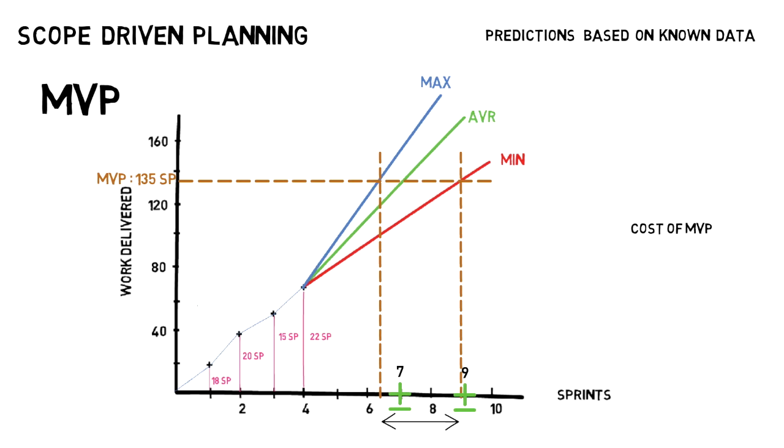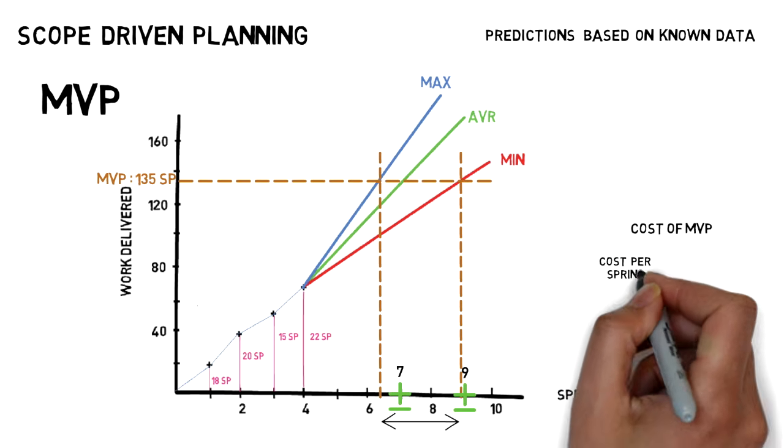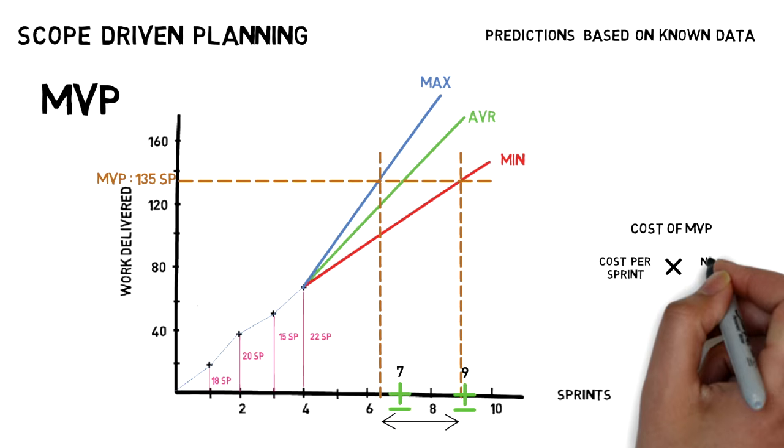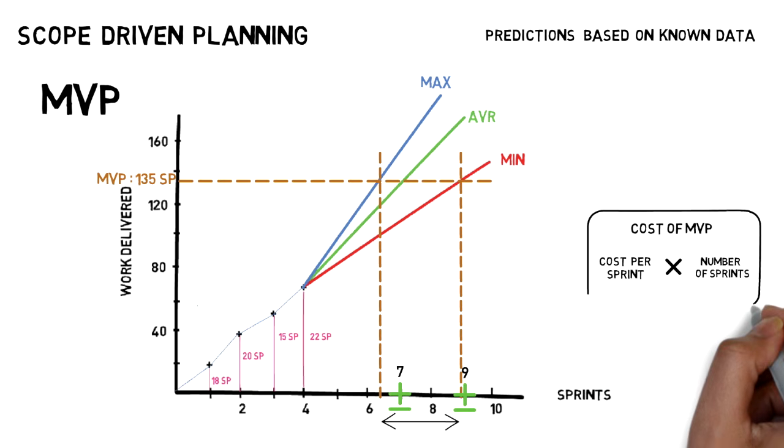As shown in this scope-driven planning, we see that the MVP can be delivered between Sprint 7 and Sprint 9. And knowing the number of people working in the team during the sprint, we can have the cost of the sprint. We simply need to multiply the cost of the sprint by the number of sprints required to deliver the MVP to have the cost of the MVP.